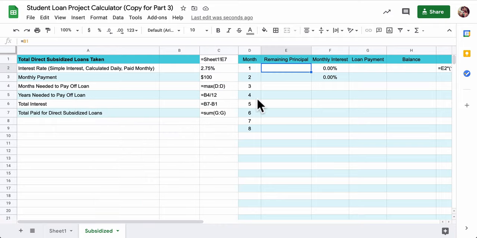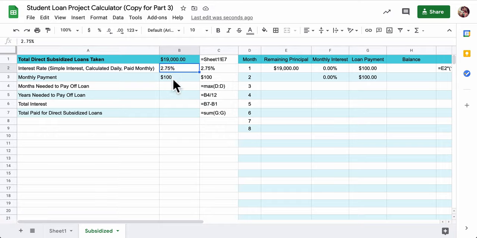Okay, so I'm assuming at this point you have a copy of the spreadsheet and are ready to go. So here's everything. What I would do is I'd first copy these three values and paste them in here. And this is calling to the first sheet, Sheet1, notice the exclamation point. So it's calling the first sheet, and it's calling the value in E7. So it's calling the direct subsidized loans that I've taken out. And we'll delete this quotation mark, and there it is. If it doesn't work for you, just make sure you're referring to the right sheet and the right cell number.